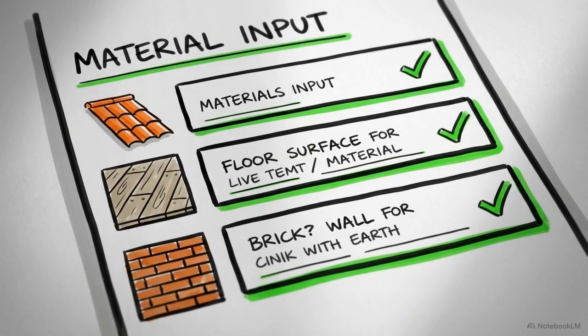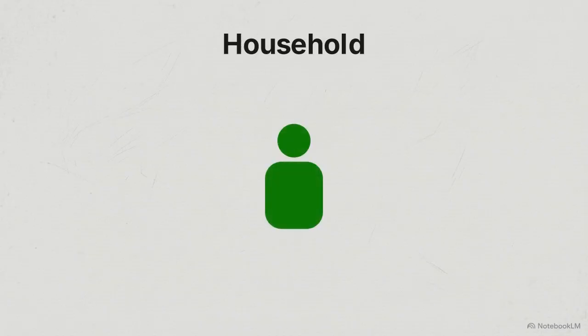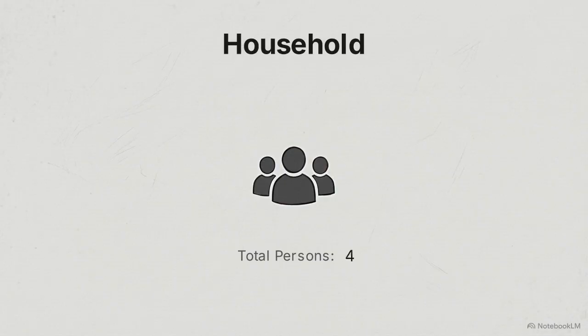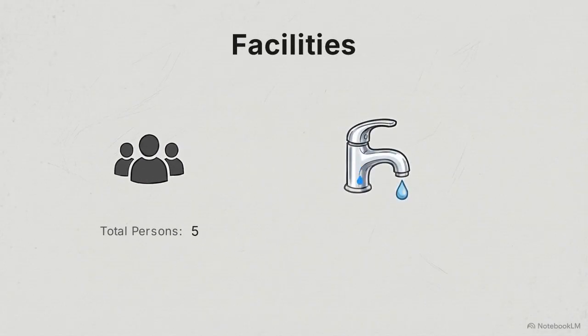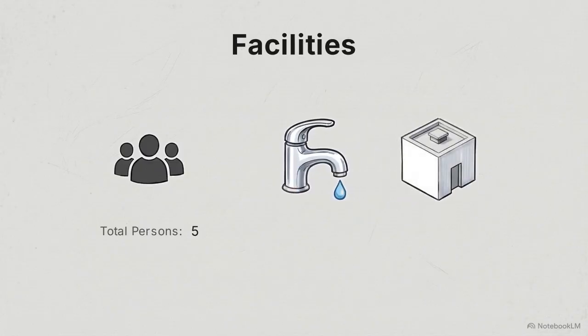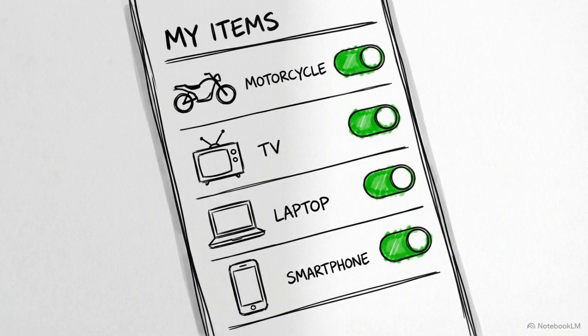You'll start with the building materials. You will record the primary materials used to construct the roof, the floor, and the walls of the dwelling. Next is the household category. You will identify the head of the family, record their gender, and document the total number of people residing in the home. The survey then moves to facilities. You will track essential infrastructure, asking about their main source of drinking water and the specific type of latrine they use. Finally, you'll catalog assets. This includes noting whether the household owns vehicles, televisions, computers, or smartphones.